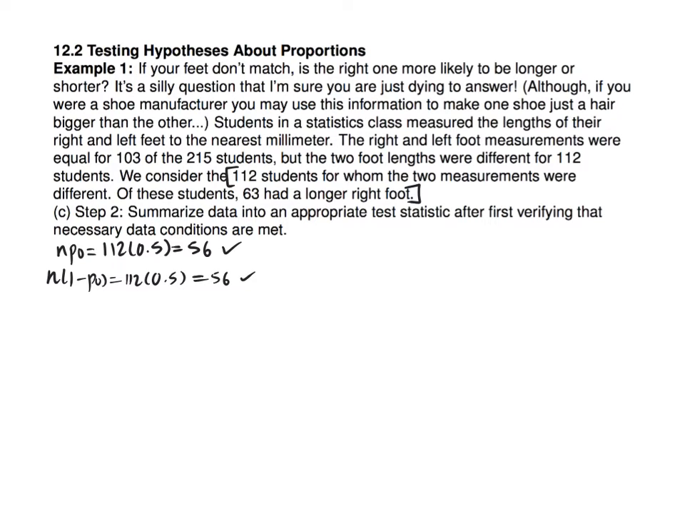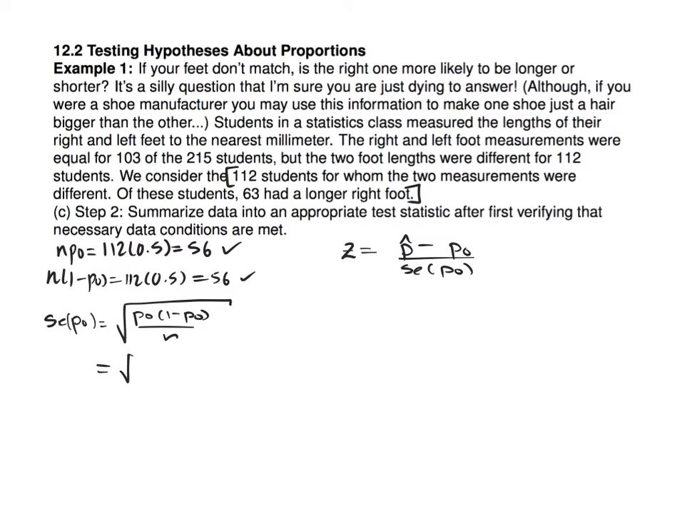So yes, that's met. So our test statistic is our z-score, which is given by p hat minus p naught over the standard error of p naught. So let's find the standard error of p naught. Well, that's the square root of p naught times 1 minus p naught over n. So 0.5 times 1 minus 0.5, or 0.5, over 112, which is 0.047246.